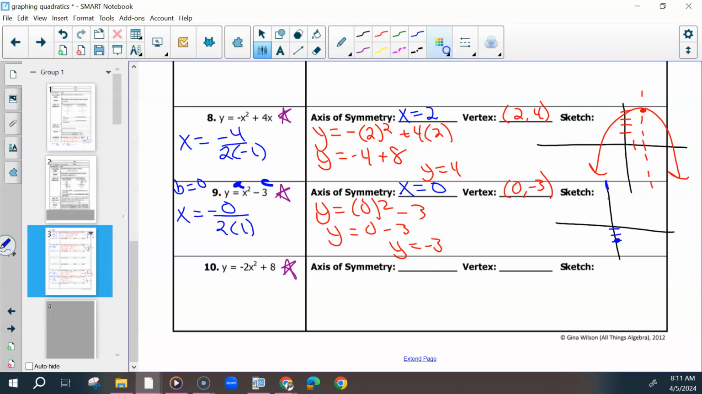Since the axis of symmetry falls on the y-axis, I'm just going to highlight it. You may want to do that, or just draw dashed lines extending the y-axis. And then will this face up or down? Any questions on this?